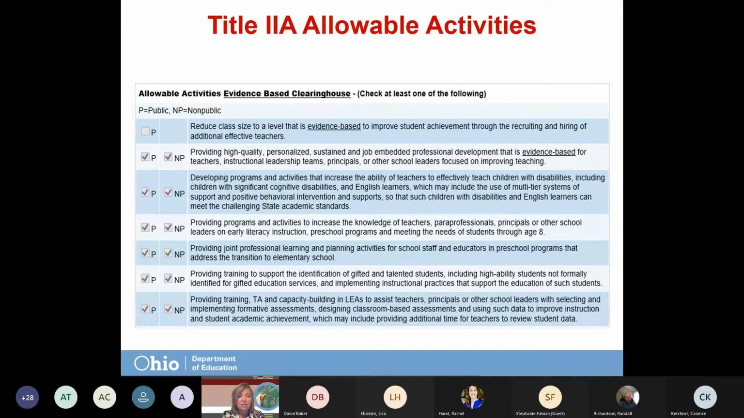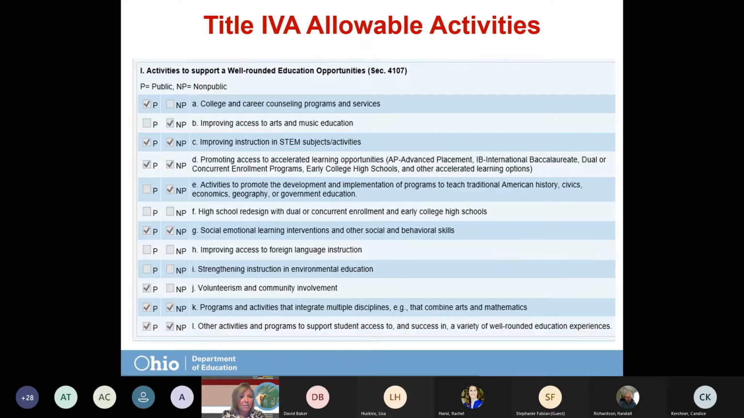A few exceptions: Title IIA may not be used in the non-public setting for class size reduction or paying substitute teachers. Those are not allowable with the non-public, but mostly everything else on the Title IIA page is allowable. The Title IVA budget details page is laid out the same as Title IIA. The second column indicates the non-public school activities. Title IVA activities fall into three categories: well-rounded education, safe and healthy schools, and technology.